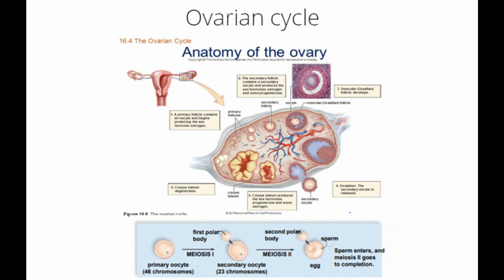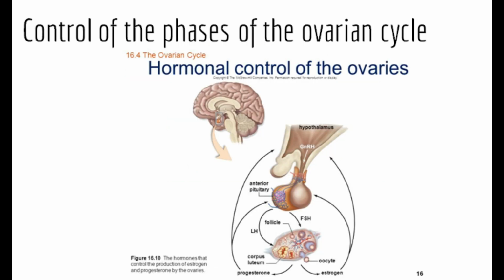Okay, so we move on to the next subtopic, which is control and phase of the ovarian cycle. This is the picture of the hormonal control of ovaries. First, the hypothalamus produces GnRH, which is gonadotropin releasing hormone. GnRH stimulates the anterior pituitary to produce FSH, which is follicle stimulating hormone, and luteinizing hormone, which is LH.